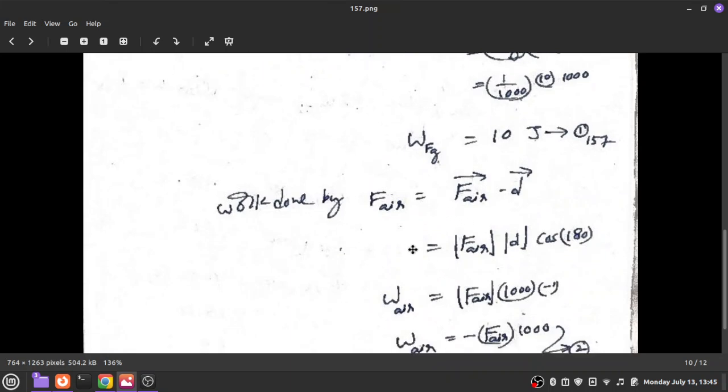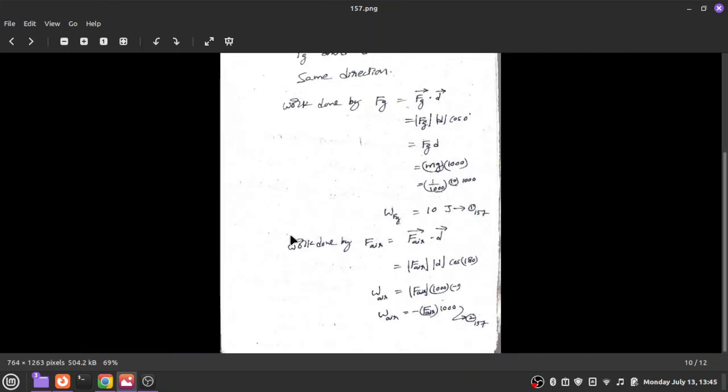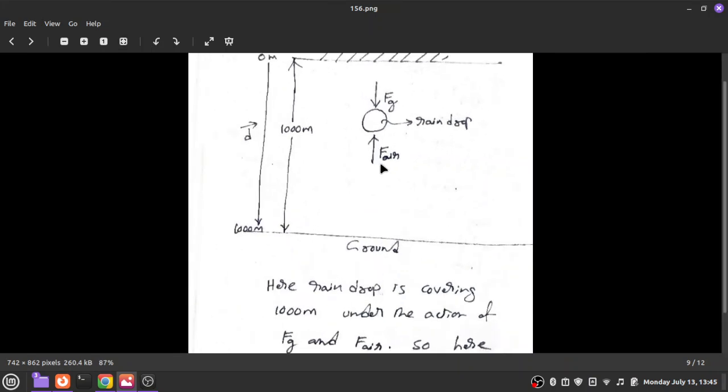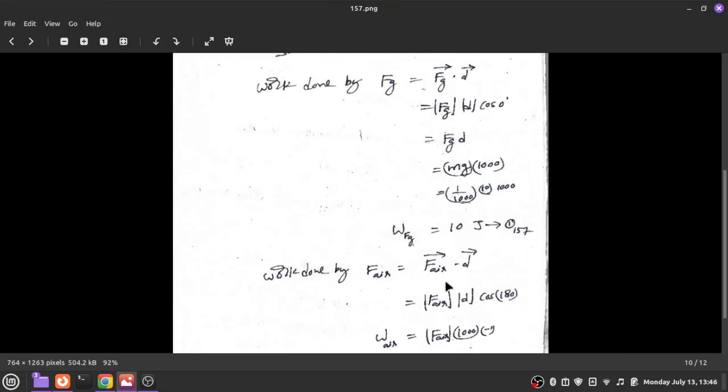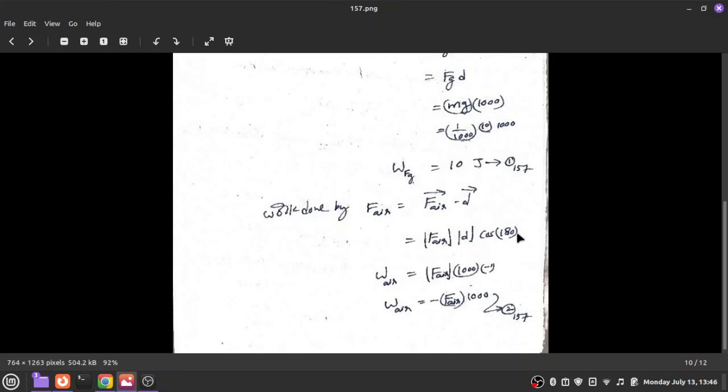Work done by F air. See that figure. In the figure, the air resistance force is acting upward, whereas the displacement is downward. So F air and displacement are in opposite directions, so the angle between them is 180 degrees. So the work done by F air is equal to F air dot d bar, which is F air d cos 180. Cos 180 is minus 1, and d means 1000.